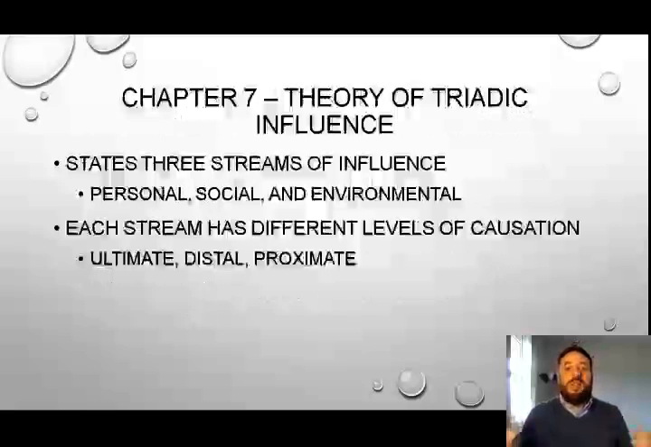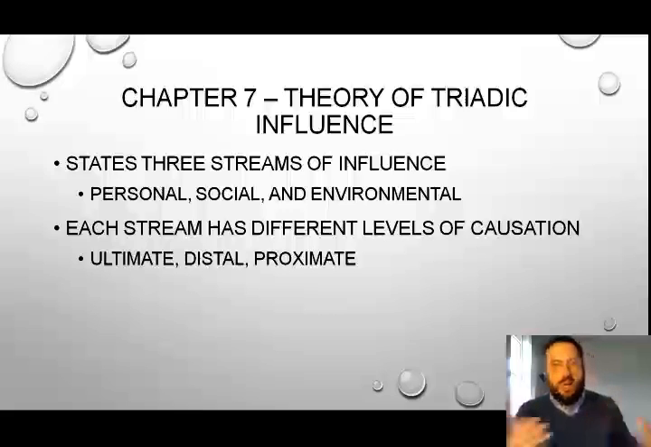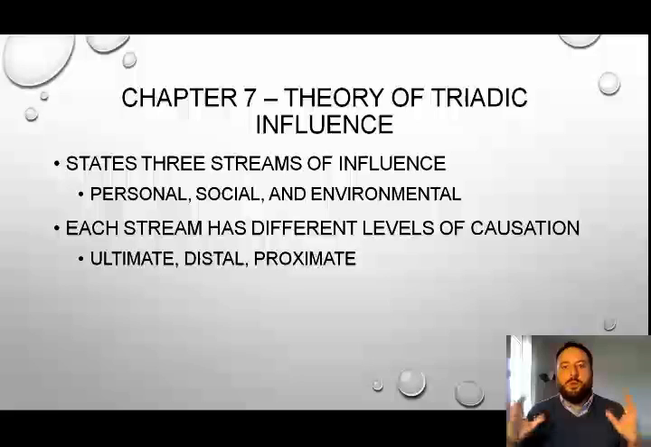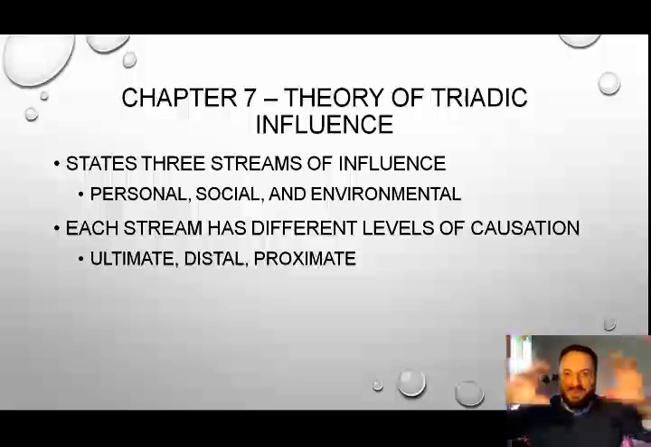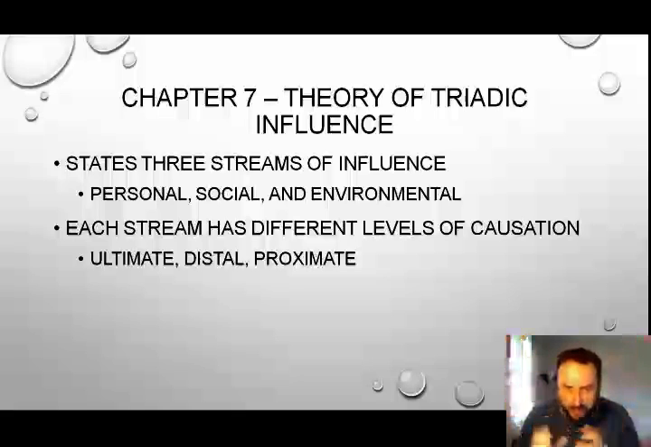Next, you have the theory of triadic influence, which sounds and looks really complex, but it's not quite that bad. Basically, there are 3 streams of influence that feed into the triad: personal, social, and environmental. Each of those has different levels of causation: big picture, ultimate stuff, distal in the medium range, and then proximate, where we get very close to the person. So it basically says that personal, social, and environmental factors combine into individual decision making, which makes perfect sense, and all 3 do so at different levels.